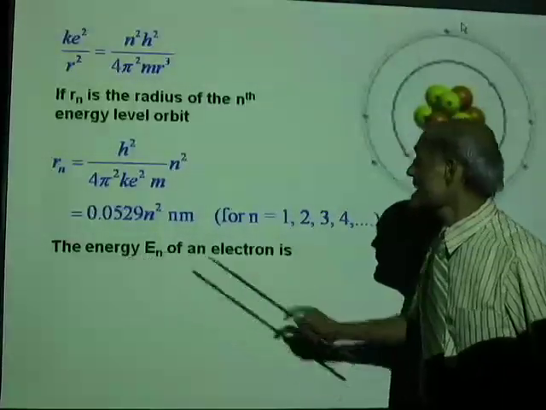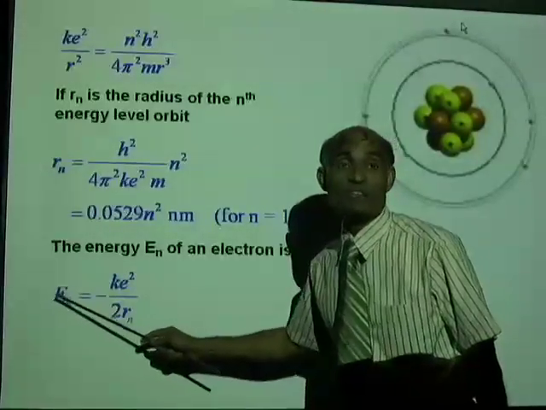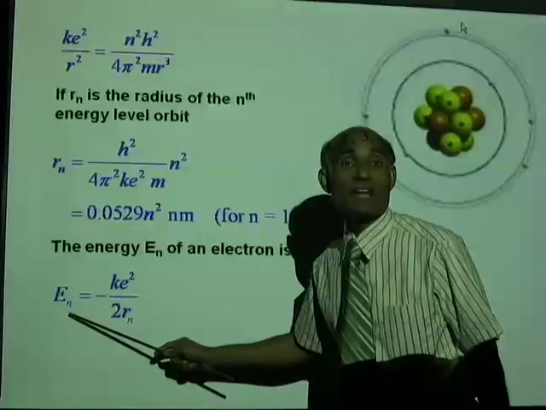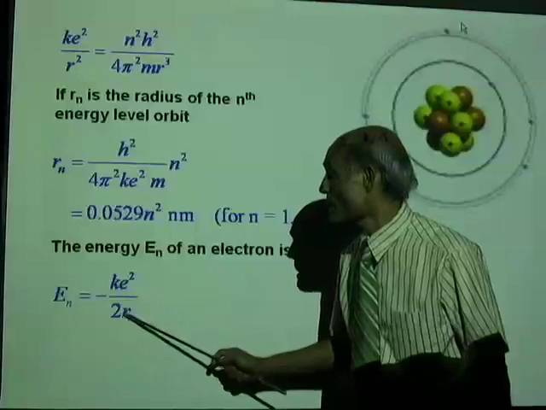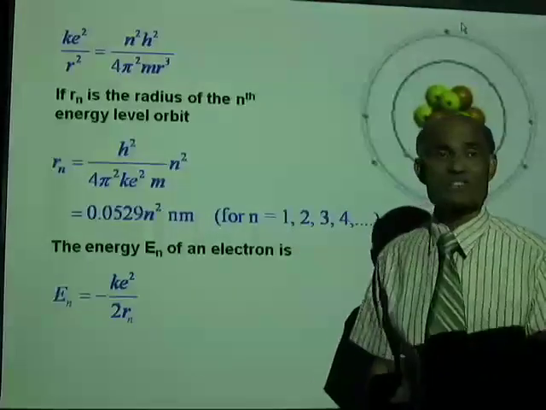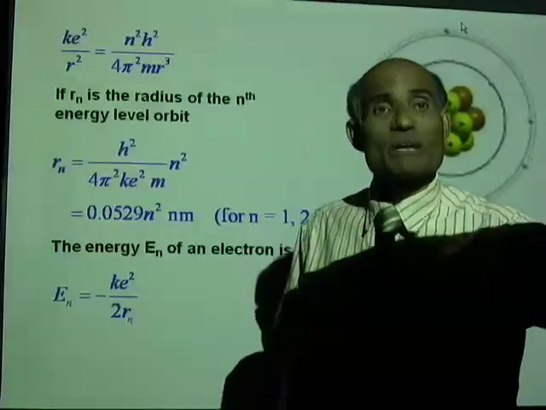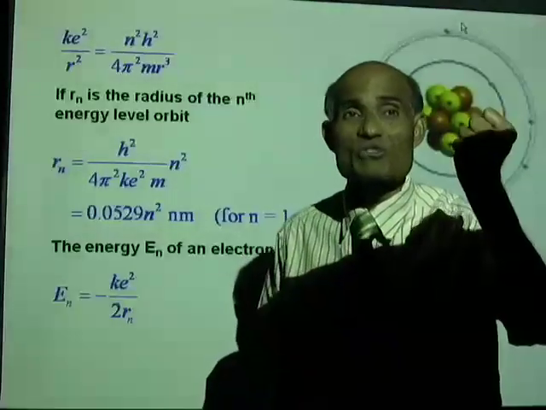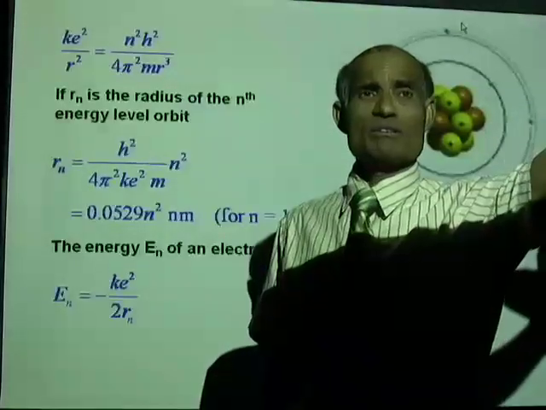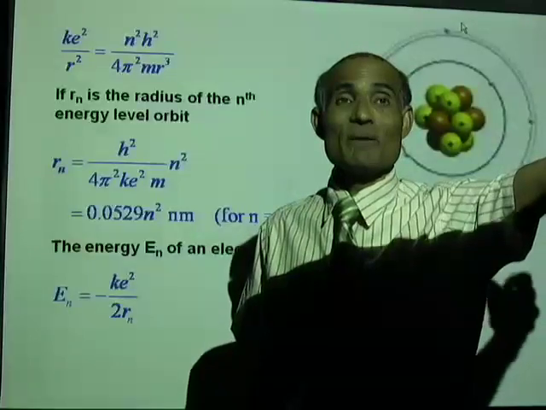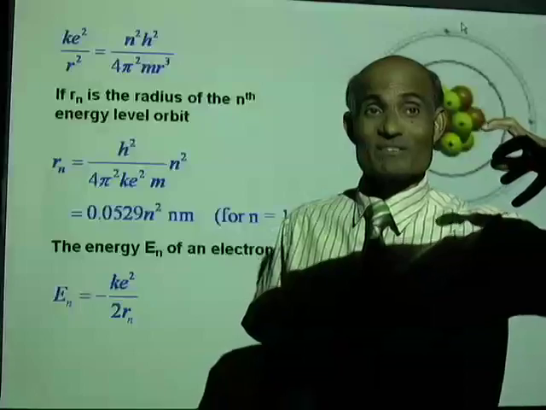Now, the energy E sub n of an electron in the nth energy level is negative k e squared over 2r sub n. Now, this is actually something that we've learned in mechanics. The potential energy of an object at a distance r is m1 m2 divided by r. Is that right?